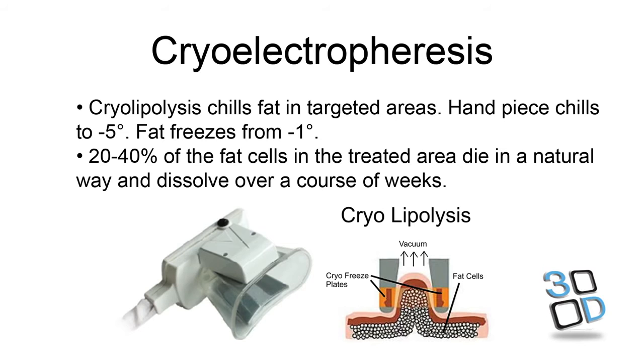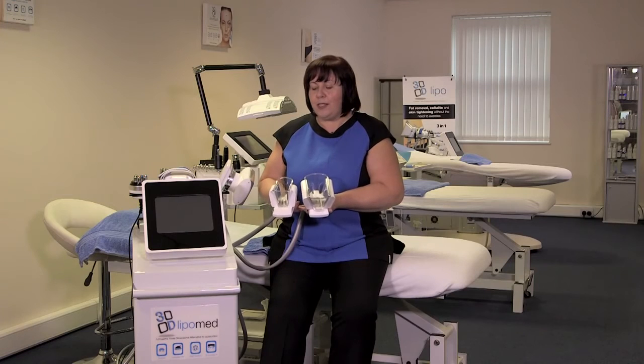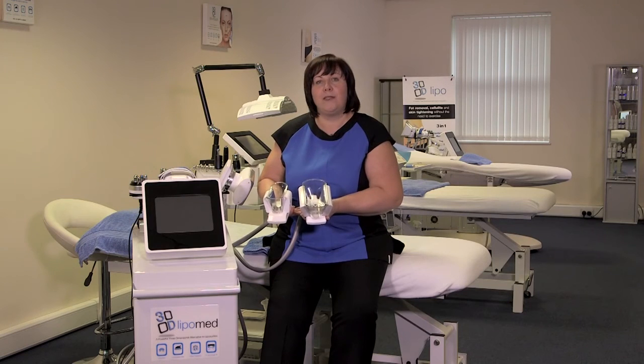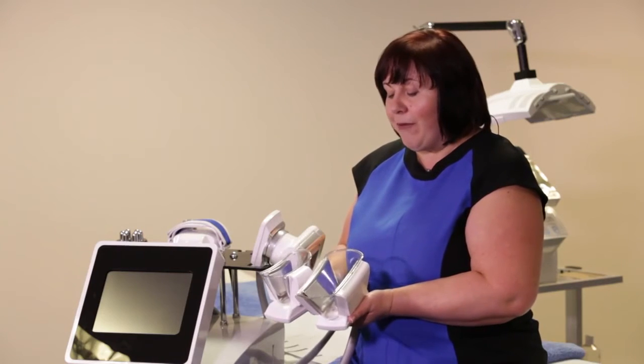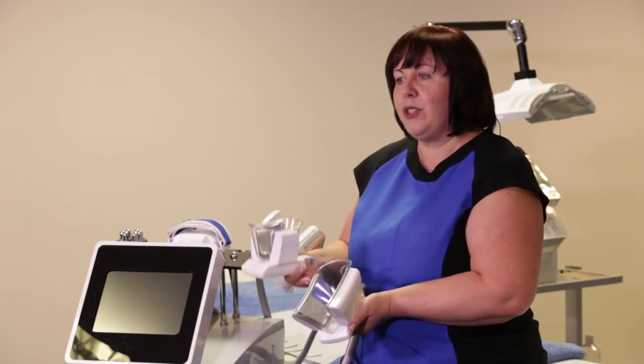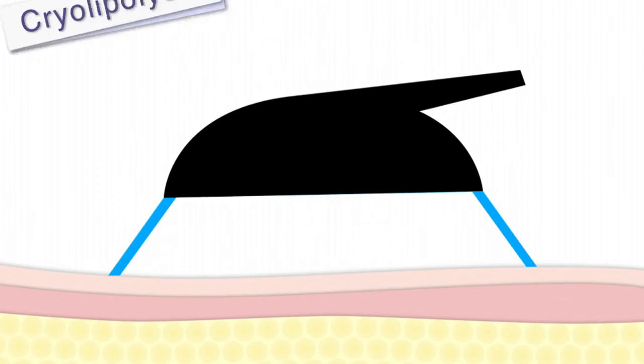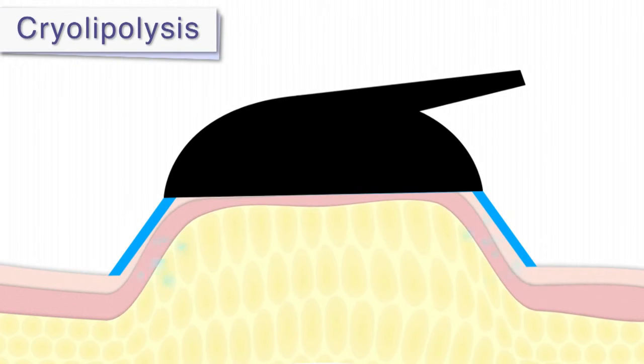Cryoelectrophoresis is for working on pockets of fat and basically is fat freezing. We've got 2 sizes of heads that we use for 2 sizes of pockets. The elements that we have on the cryo are vacuum initially, which comes out from the central section. When this is placed over the pocket of fat, then we create a seal across the head. The vacuum then will pull the fat into the cup.